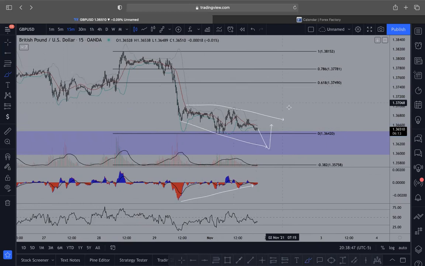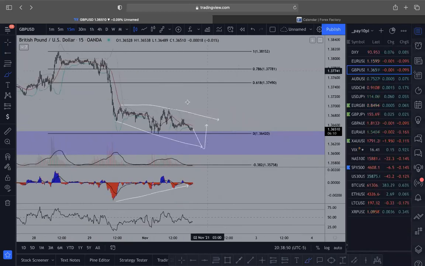But like I said, I don't really want to look for the buys on GU. I'm really looking for the sells when price gets up into this price, 1.375. Nice number.